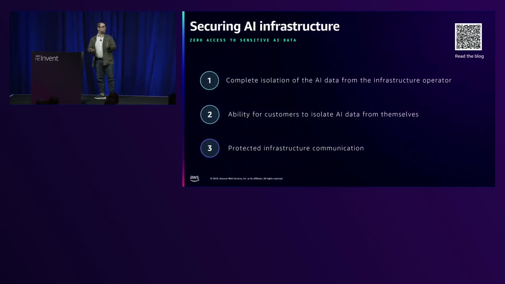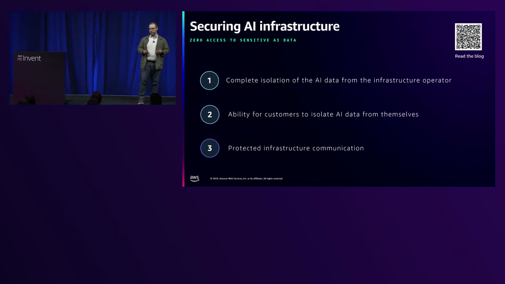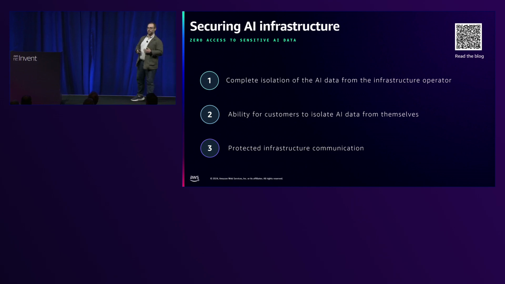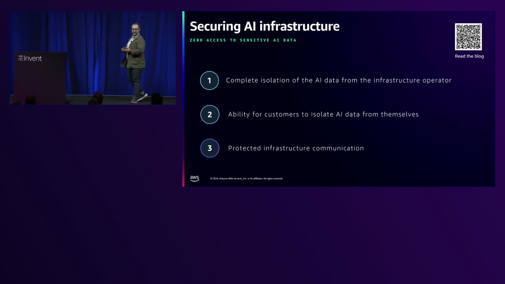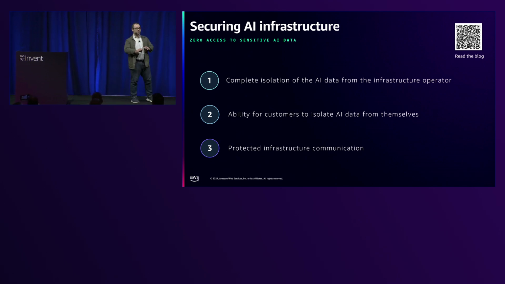So at a high level, when we think about what it means to have truly secure generative AI infrastructure that we can provide to our customers to build their own workloads on top, to provide that foundation, we think of it really through a lens of three attributes, right? Complete isolation of AI data from the infrastructure operator, right? The underlying physical hardware operator.